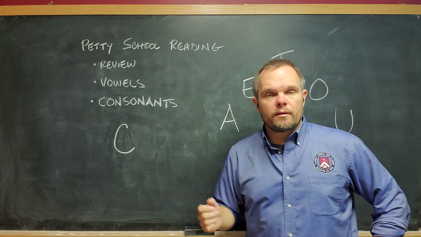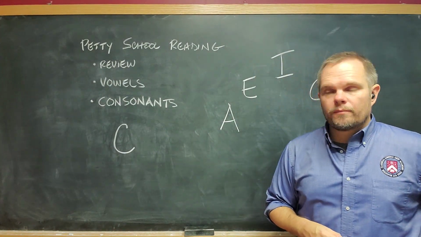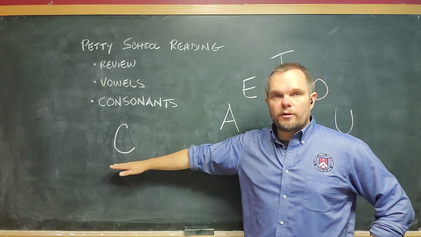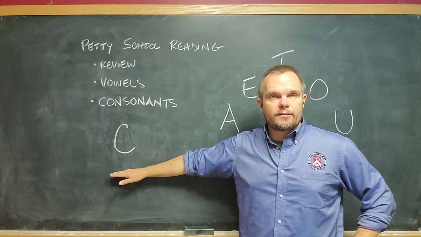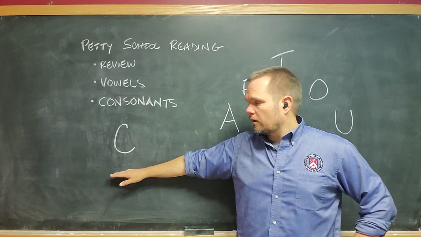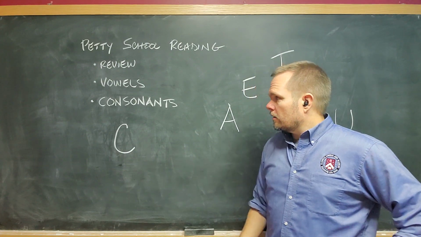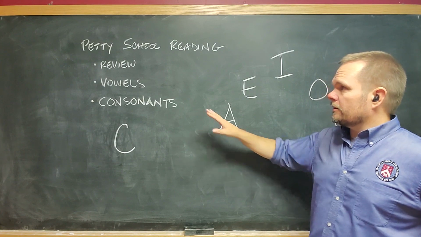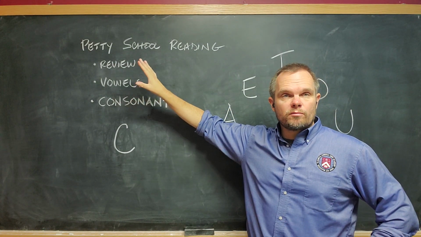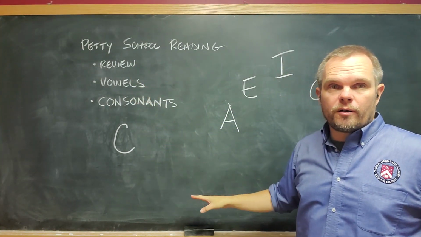This is our fourth lesson in Petty School Reading, and in this lesson we're going to learn our second consonant sound from Classical Latin, which is the sound k. Before we get started with that though, let's take a few seconds to just review what we've learned so far.